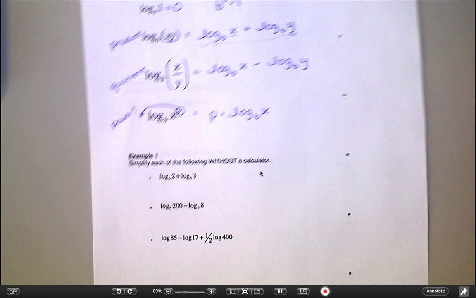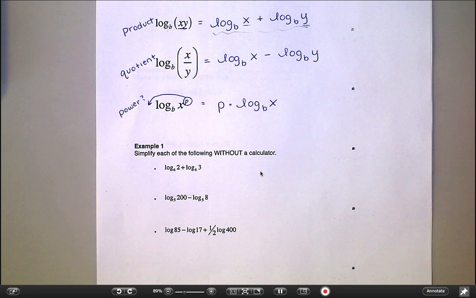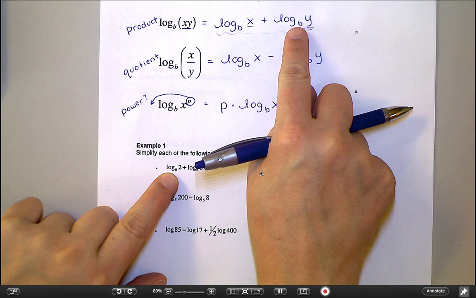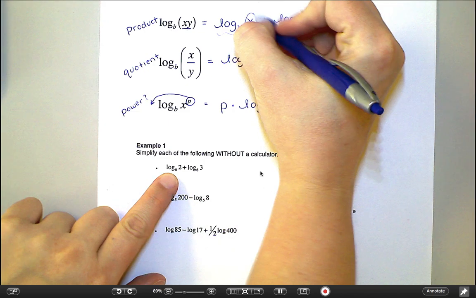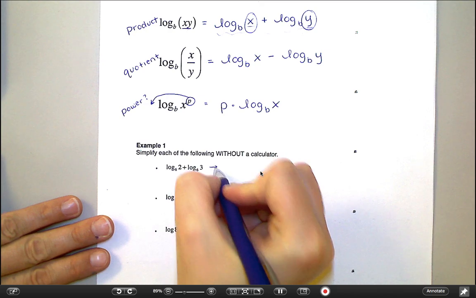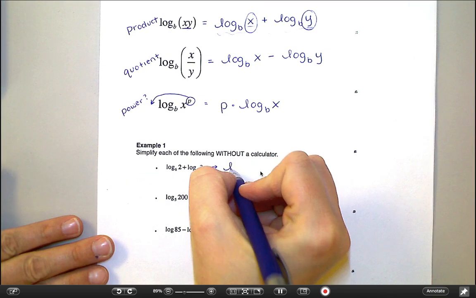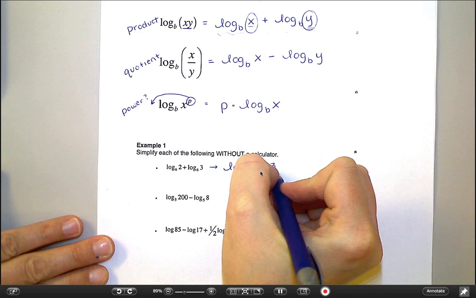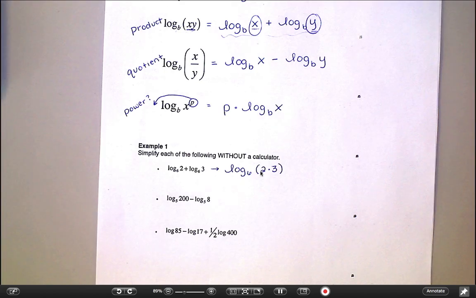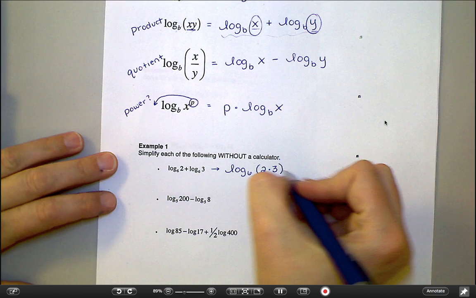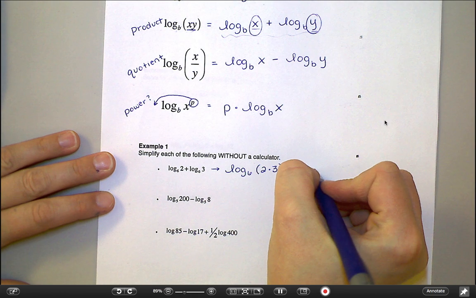Okay. So let's talk about how this would be helpful if I had to simplify something like this without a calculator. So here I have two logs being added together. And we know that adding two logs together is the same as multiplying the things that you're taking the log of. So I could really rewrite this. I could combine them and make this log base 6 of 2 times 3. So when I combine them into one log, addition becomes multiplication. Okay? So that really just says log base 6 of 6.